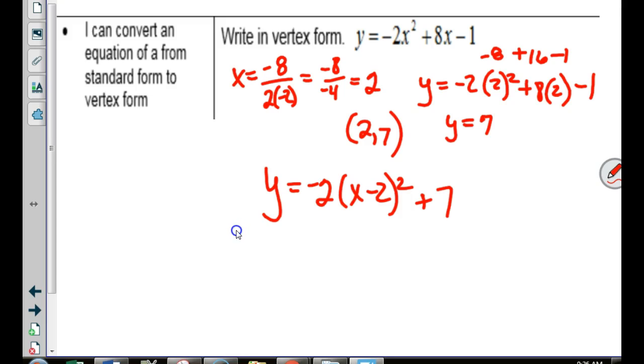How could you check that question in your calculator? Could you type this first one in Y1 and this first one in Y2 and make sure they're right on top of each other, right? That would work. I suppose algebraically, you could FOIL all this out and make sure it goes back to that, if that sounded really fun.